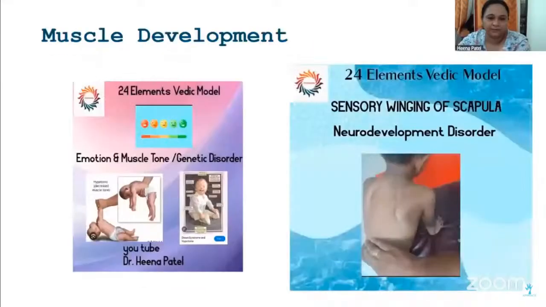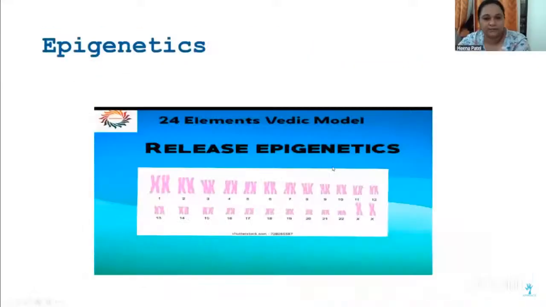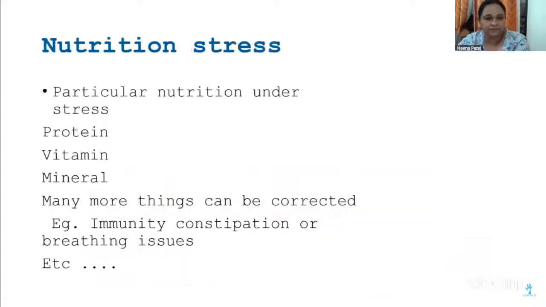Okay, and this is our epigenetics, that's genetically involved, that our genes are also having a memory, and that memory is affecting us. So we sometimes need to release this genetic memory, and that helps us to shape our behavior. And nutrition and stress, particularly nutrition under stress like protein, vitamins, minerals, many more things can be corrected. Immunity, constipation or breathing issues, etc. So whatever your problem, we will discuss and we will plan how we can help you with this model.